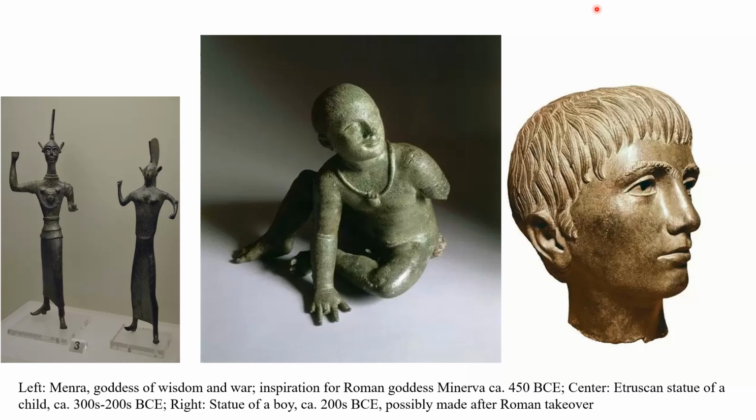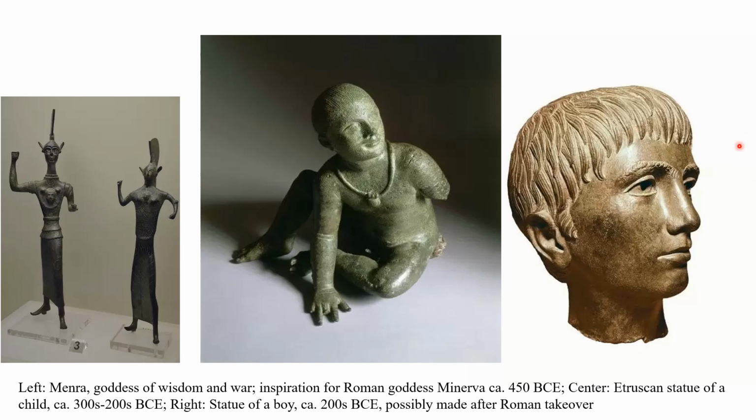Etruscan bronze sculptures become more sophisticated with time. This is Menrva, goddess of wisdom and war, who becomes the Roman goddess Minerva. This specific piece is from about the 400s or 450s BCE. These later Etruscan sculptures are from the 300s to the 200s BCE, and you can see a much more clear Greco-Roman influence on these sculptures.